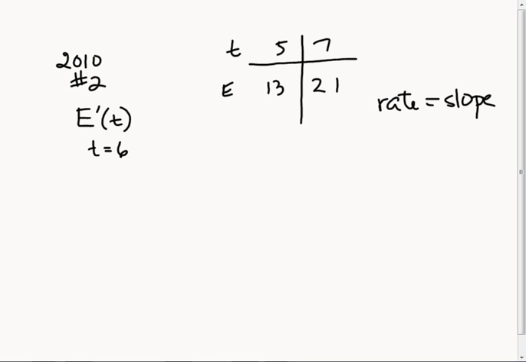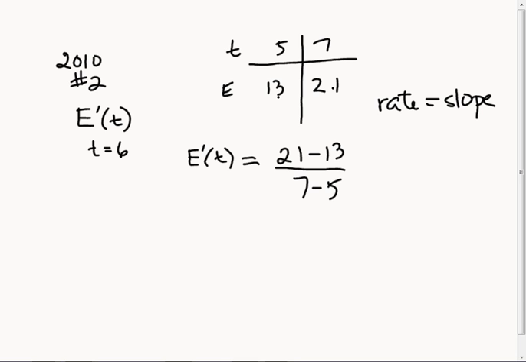And then it says, show the computations that lead to your answer. I don't care if you can do it in your head. You will not get the point. You have to show it. So what's E prime of t approximately? It's going to be 21 take away 13, right? Over 7 take away 5. It's just a slope.